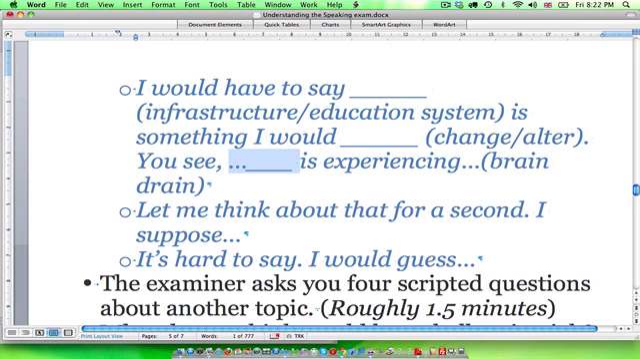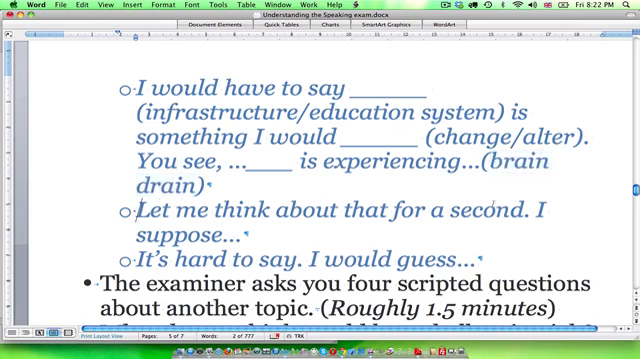I wrote here "brain drain" just to remind me to share an example from my own city. So, for example, in Ottawa, Ottawa perhaps is experiencing a little bit of brain drain. So educated people are going to other cities or to the United States or somewhere else to work, and that's something I would have to say is something I would want to change, something I would want to alter about my home city.